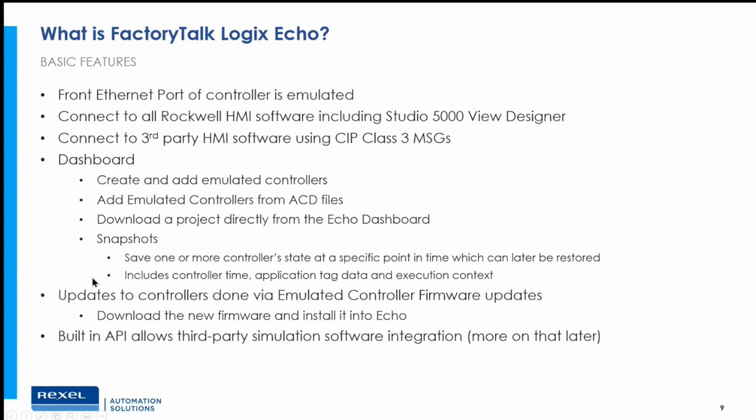FactoryTalk Logix Echo is the platform, and to update controllers, because controllers are going to come out with future firmware updates, you would just download an emulated firmware update from the PCDC on Rockwell Automation's website. It would be very similar to maintaining firmware with physical controllers. When a new firmware version is released, you just download the file and install it into Echo. And then you have the option of using that new firmware. Last item on this slide, there's a built-in API. There are actually two APIs built in that allow third-party simulation software integration, and that's going to be a big part of the value add of Logix Echo. We're going to dig into that more later because it plays a big role.